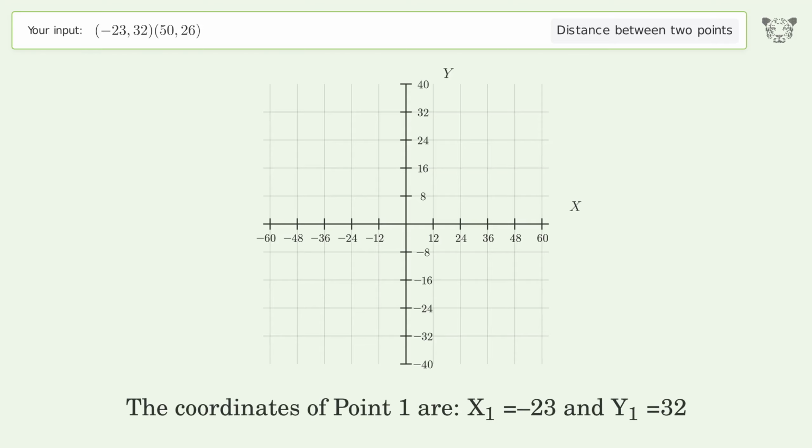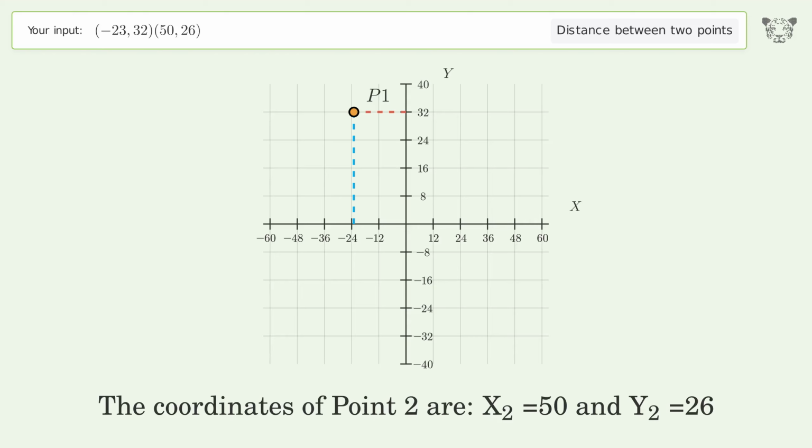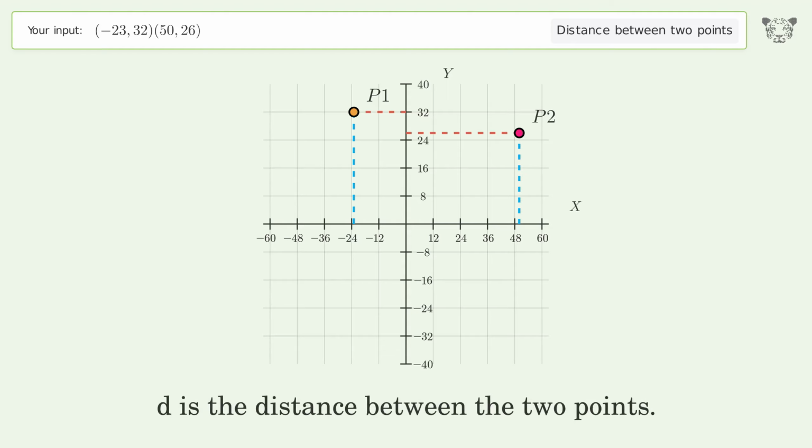The coordinates of point 1 are x1 equals -23 and y1 equals 32. The coordinates of point 2 are x2 equals 50 and y2 equals 26. D is the distance between the 2 points.